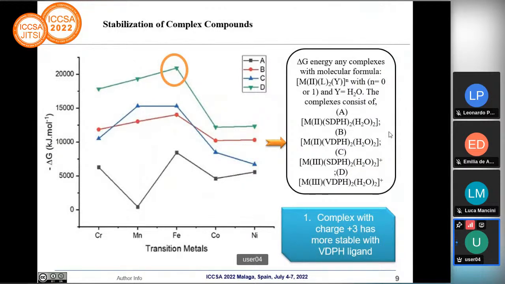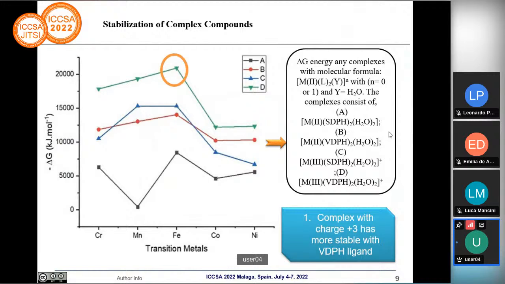The first is the establishment of a complex compound. This is the graph of the result. This is the X coordinate, the transition metals chromium, manganese, iron, cobalt, and nickel. And this is the delta G, or free energy, for the complexes. The data show that the complex with charge 3 plus is more stable than the complex with 2 plus. So the complex with the FDPH ligand is more stable than the SDPH complex compound.